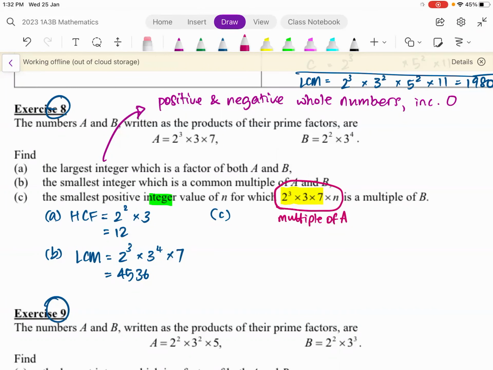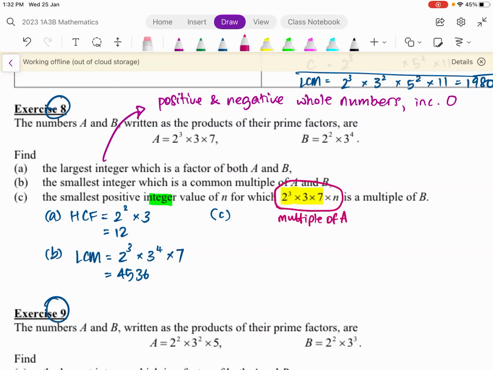Is it HCF or LCF? Multiple. We are looking for multiple. A number over here, we are talking about this number. I'm not referring to n yet. This number that I circled is a multiple of A, and it is also a multiple of B at the same time. So what do we call this kind of number? Okay, specifically we call it a common multiple, right?